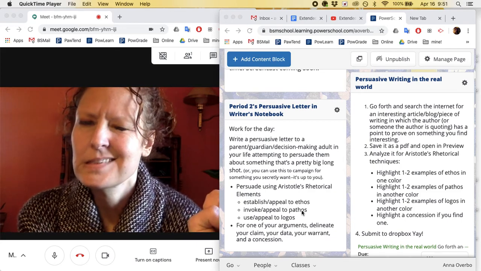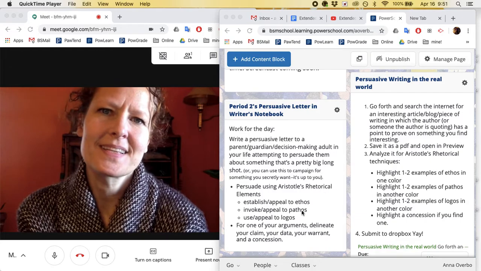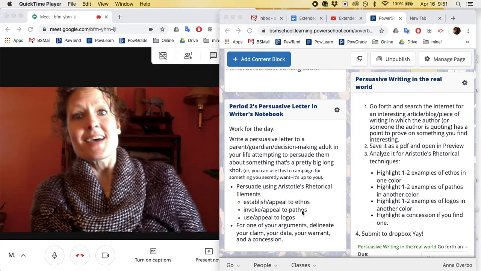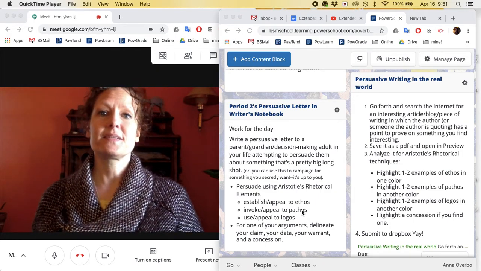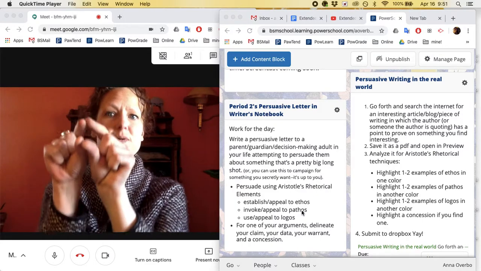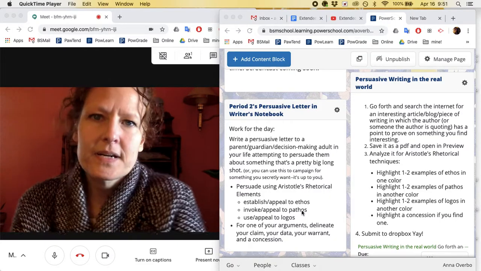I made those instructions just a little bit more clear, where after you find somebody being persuasive about something that is mildly interesting to you, then you will save it as a PDF, and then, in order to make it clear to me, so I don't have to be psychic to see what you see, you're going to highlight the different examples of the different things in whatever color you choose.